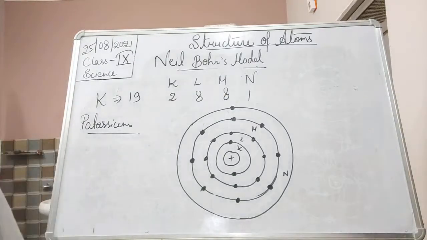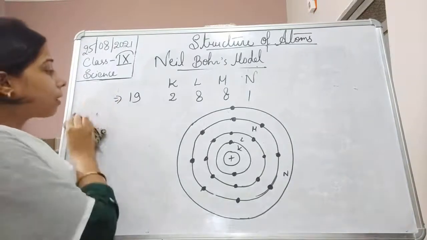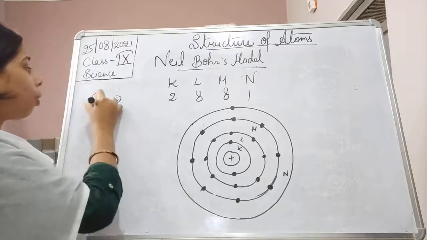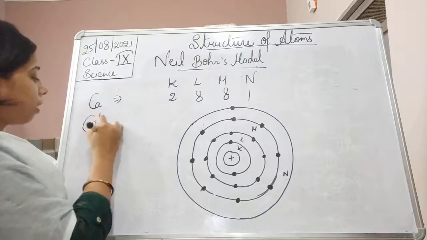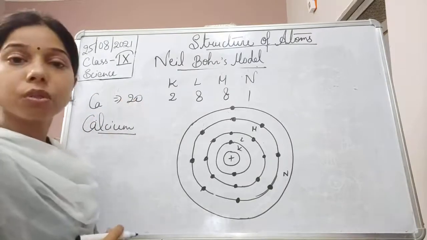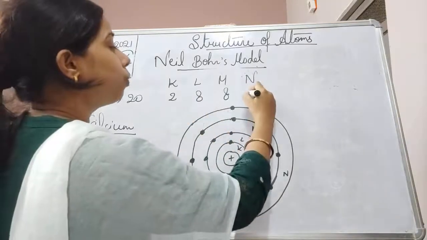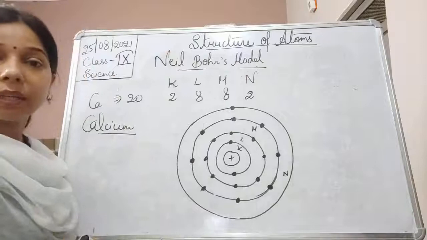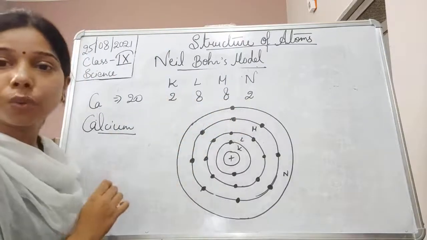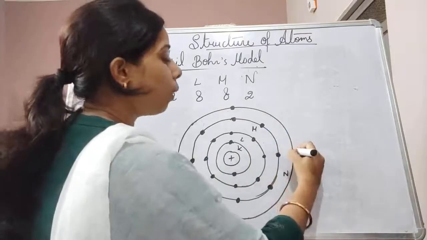What happens in case of calcium? In case of calcium, students, its atomic number is 20. So a similar pattern will be observed here. Calcium atomic number is 20. So how many electrons will be there in the N shell? It will be 2. Okay, now you can see here 2, 8, 8, 2, that is 20. So the outermost N shell will have 2 electrons.